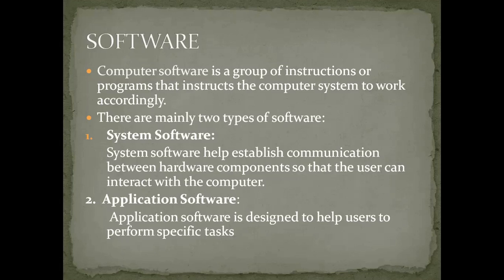An example of system software is the operating system, drivers, etc. The operating system is another example of system software. The operating system communicates with all the peripheral devices, that is the hardware. The next software type is application software. Application software interacts with the users to perform specific tasks.